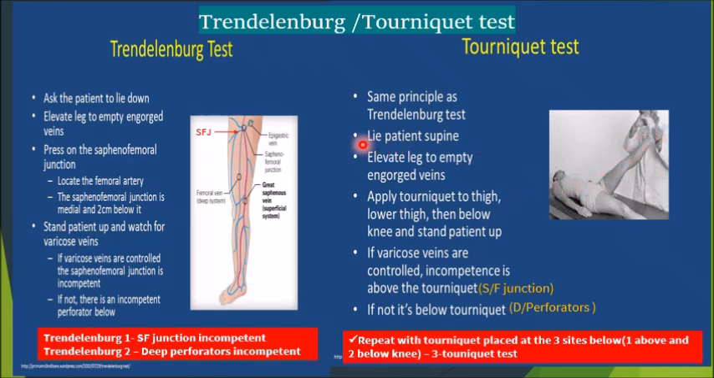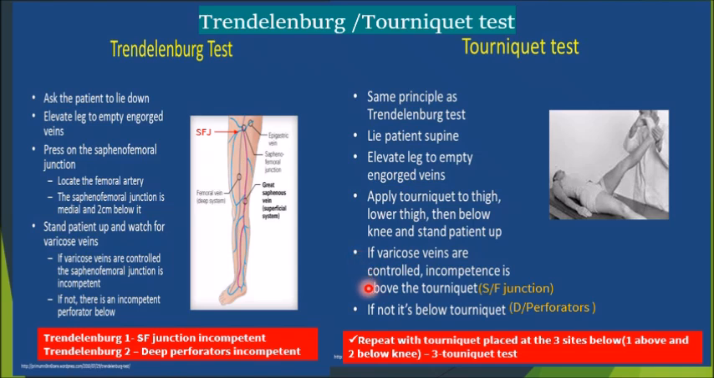Patient supine with the leg elevated to empty the engorged veins. Apply the tourniquet to the thigh, upper thigh here. And sometimes if you do the tourniquet test, you may want to apply another one here, another one here. Then you ask the patient to stand. If the varicose veins are controlled, incompetence is confirmed above the tourniquet.